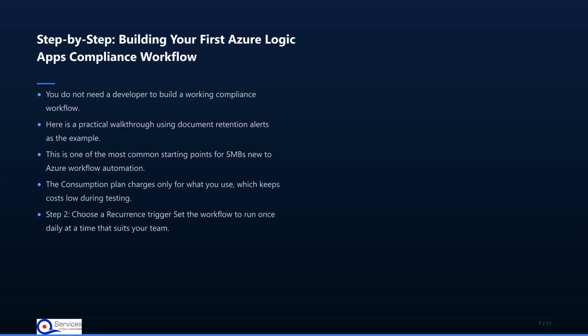Step 5. Define your response actions. If the condition is true, add 2 actions. Send an email, V2, action via the Outlook connector to notify the responsible team member, and a Create Item action to log the alert in a compliance audit SharePoint list.